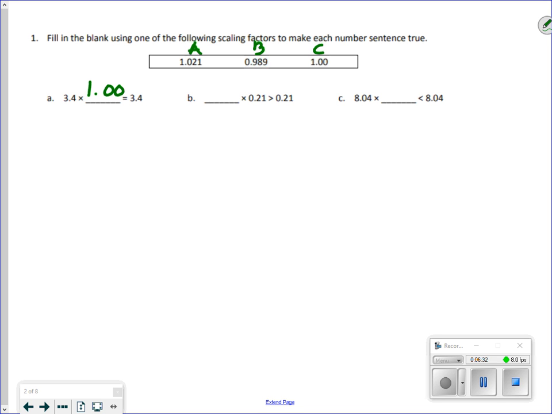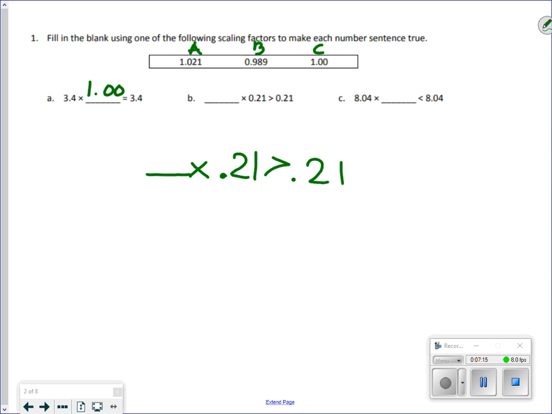You see what we did there? There's nothing behind that decimal, so it's really just equal to 1. Something times 2 and 100ths is greater than 2 and 100ths. Can y'all see this? We have 1 and 21 thousandths and 989 thousandths. Which one of those can go in this blank? We need to make it greater.